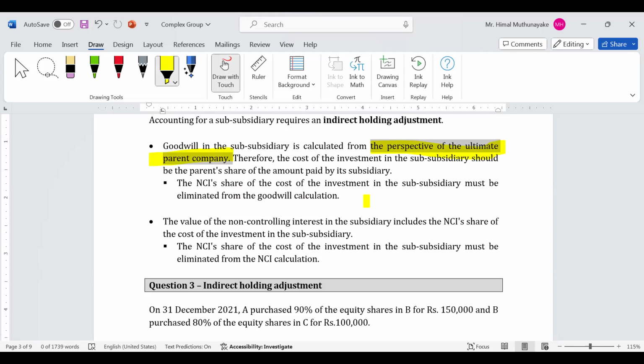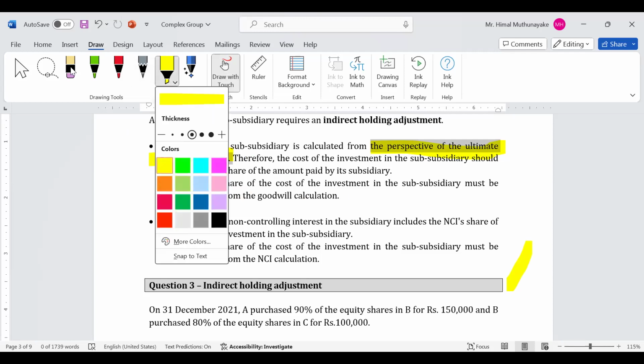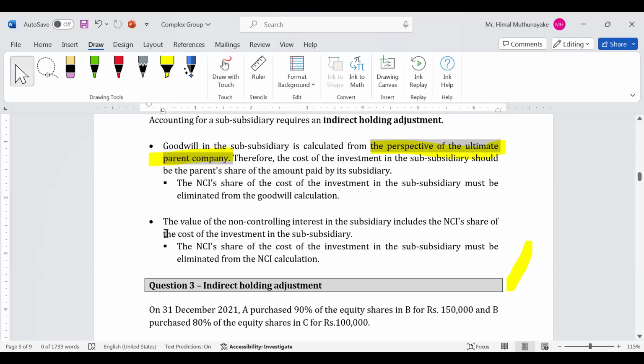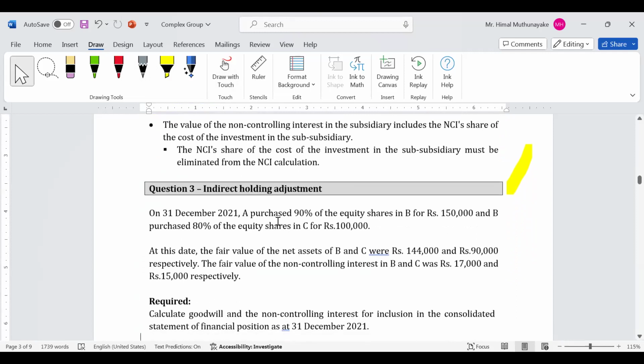The value of the non-controlling interest in the subsidiary includes the NCI share of the cost of the investment in subsidiary. The NCI share of the cost of investment in the subsidiary must be eliminated from the NCI calculation, right? So let's see how to do this. The practical example. Question number 2, indirect holding adjustment.